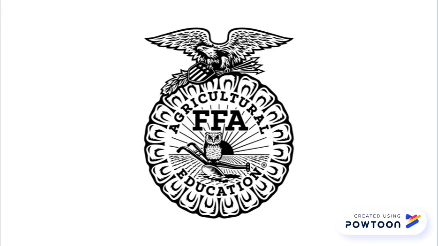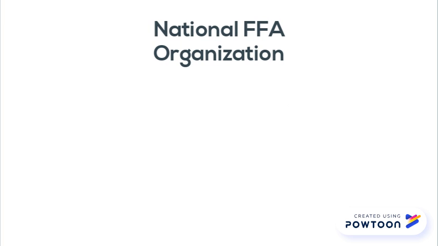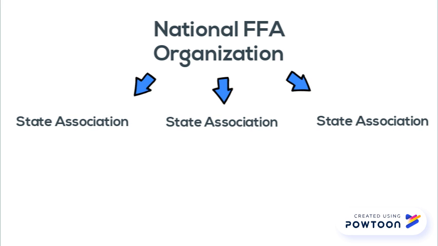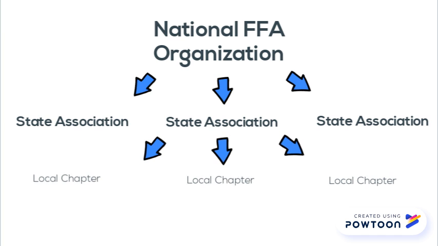During this presentation, I'll be talking about the structure of the National FFA organization. The National FFA is a nonprofit that oversees the functions of 52 state associations. These state associations then serve as the umbrella over the local FFA chapter. What's unique about the organization is that it is student-led.